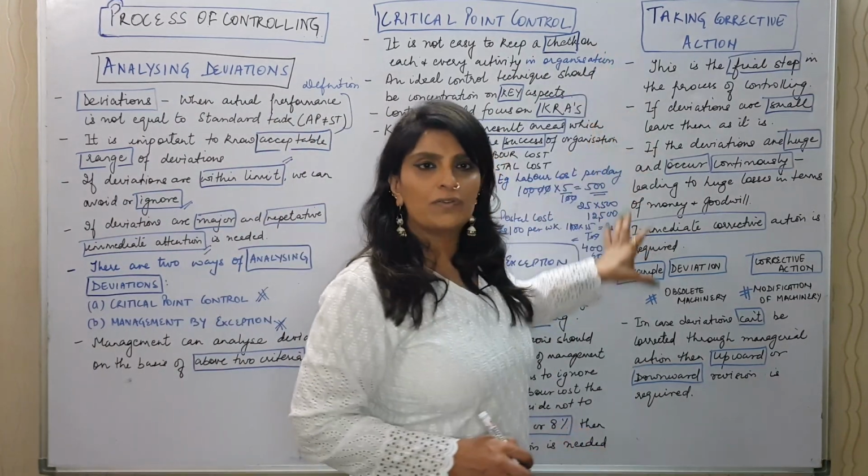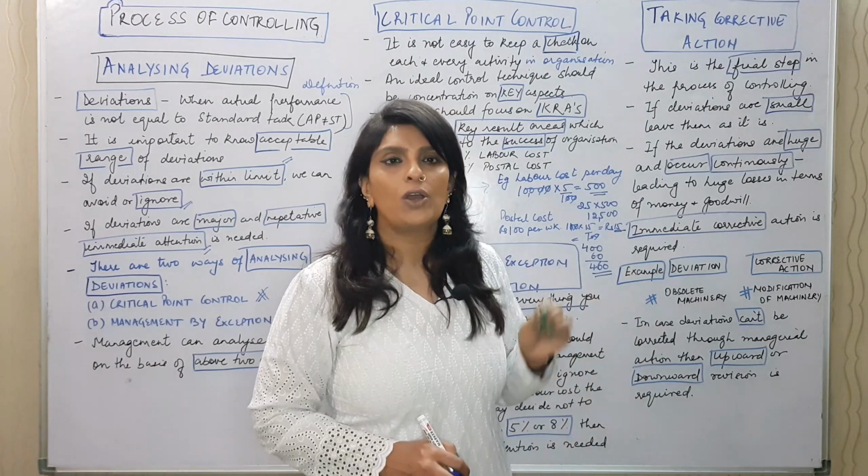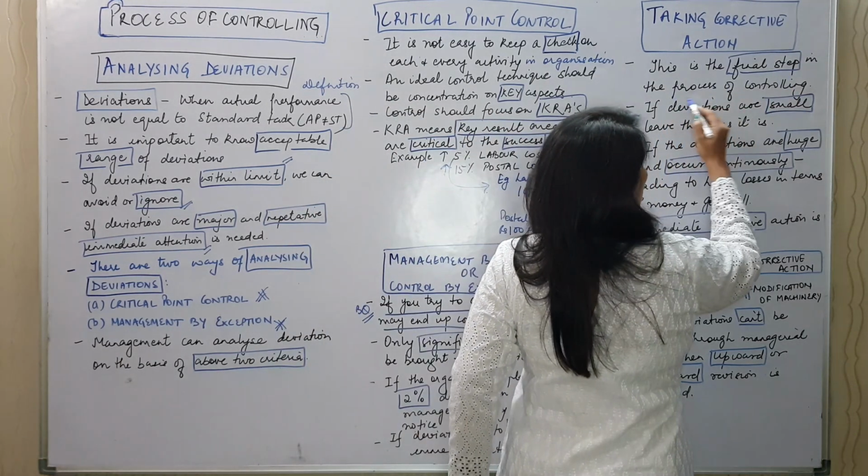The last step in the process of controlling is taking corrective action. Now this is the final step. Now you have to take corrective action. And how do you take corrective action? This is the final step in the process of controlling.